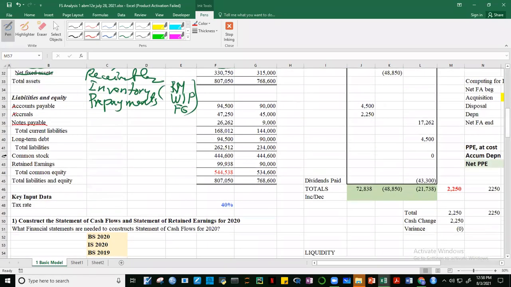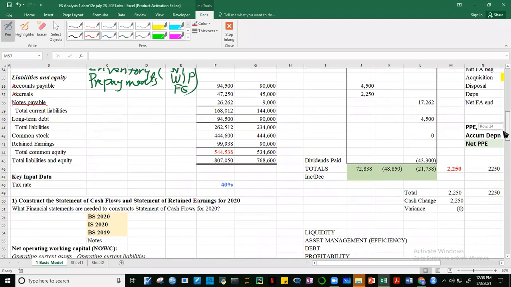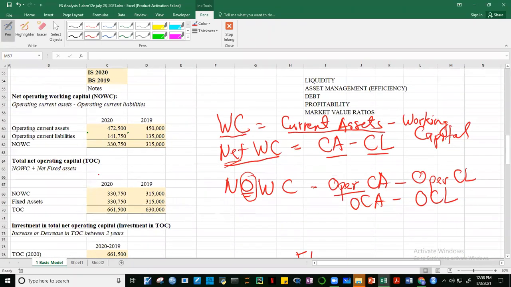For your operating current liabilities, it's accounts payable and accruals. Hindi kasama si notes payable because this is interest bearing. So financing to, no? Therefore, we can now easily compute for your net operating working capital, which is your operating current assets minus operating current liabilities. So let's flash the formula here. Ang formula nito is just the sum of your cash, and then receivables, and then your inventory. So hindi natin sinama si short-term investments.